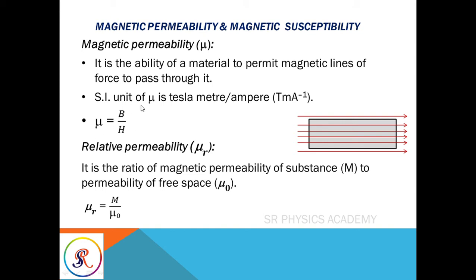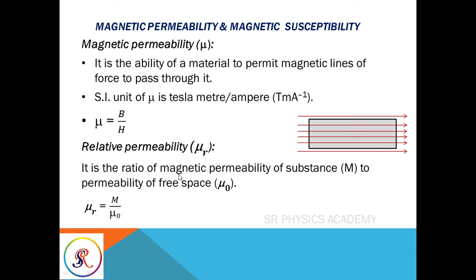The SI unit of mu is Tesla meter per ampere, or T m A minus 1. The magnetic permeability mu equals B by H, where B is the magnetic field and H is the magnetizing field.